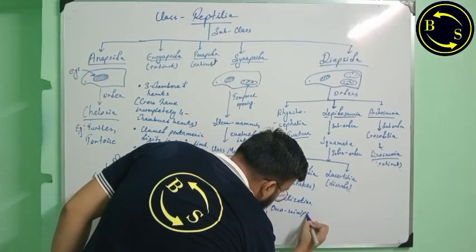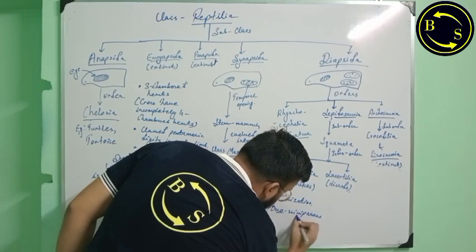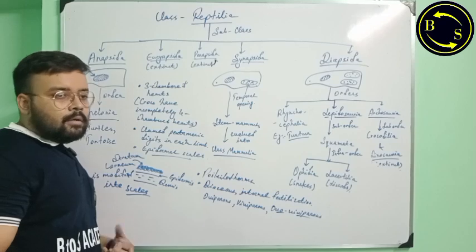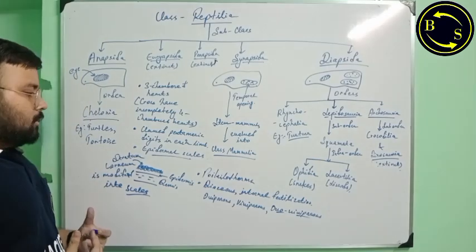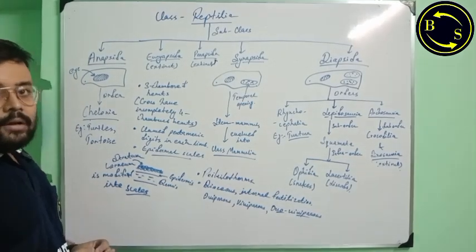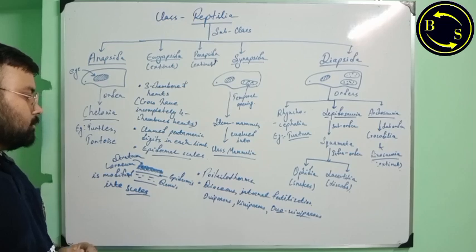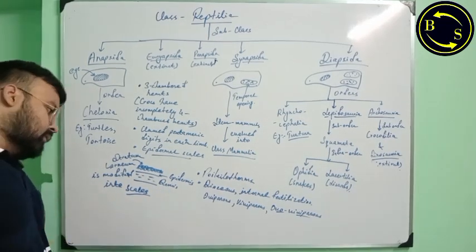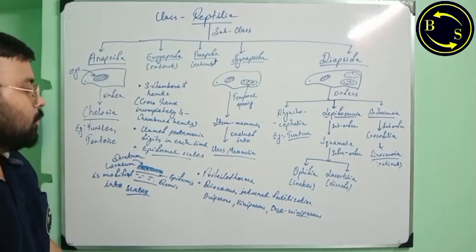ovoviviparous, meaning they develop soft eggs inside the reproductive tract of the female, where the eggs hatch inside the female and the live individuals come out, the ovoviviparous.